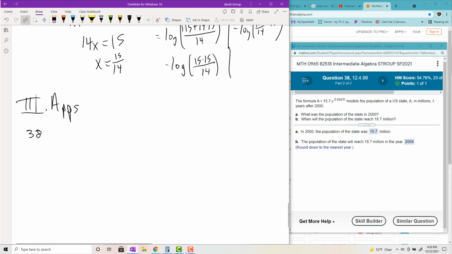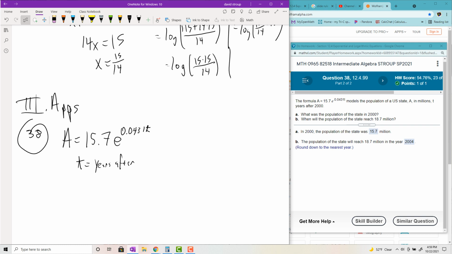Number 38 here, they give you a formula to model population. These formulas are often used for population growth, modeling fruit fly growth or whatever kind of animal you're into. Leopards, I don't know. Here they're modeling human population in the United States. The population A is in millions and T is the number of years after 2000.